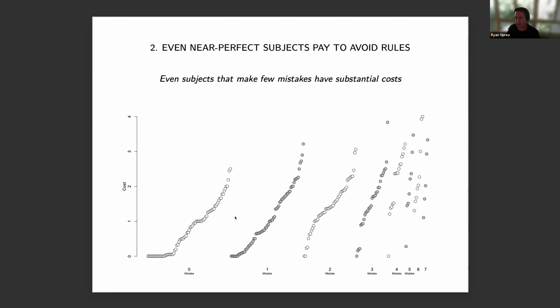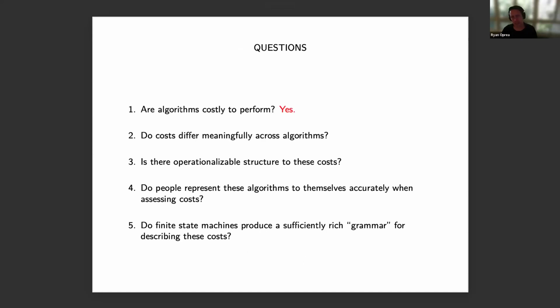So subjects are willing to pay me a significant proportion of their earnings, task by task, to avoid the average rule. Okay, so what these dots are showing, I'm ordering these from lowest to highest. Again, each of these dots is a separate subject. And even subjects who make very few mistakes are very willing, on average, to pay me several dollars just to not implement one of these rules again in the future. Okay, so that answers the first question. On average, even these algorithms that are completely doable are very costly for subjects to implement.